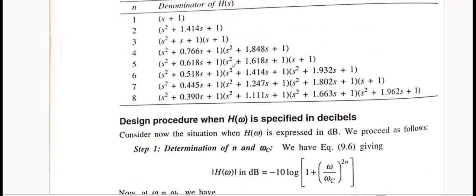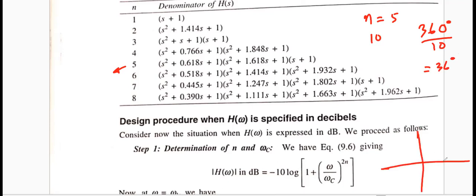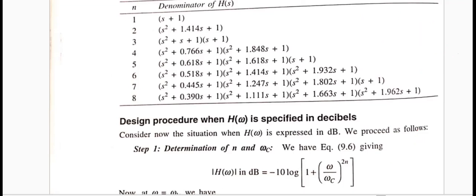For the fifth order filter, how to find it? Since this is an odd number, n equals 5, so the total number of poles is 10, and 360 degrees divided by 10 is 36 degrees. What will be the starting pole? The starting pole is always at this location. If you start there, then after 36 degrees, the next one. So this is very simple.